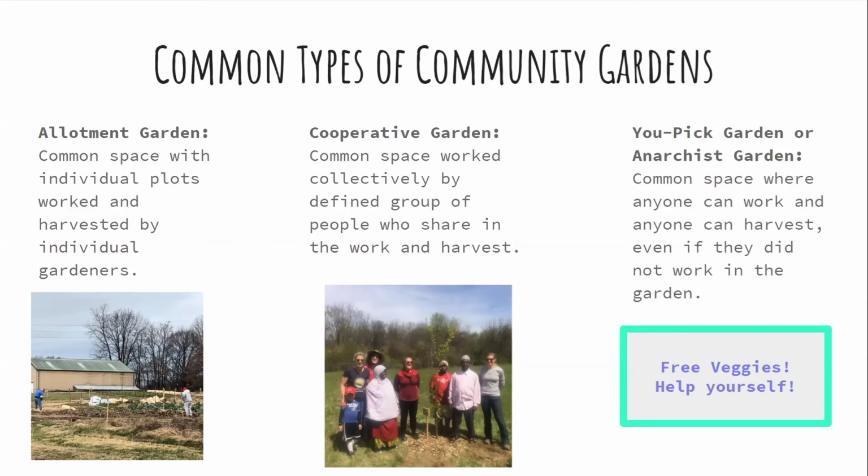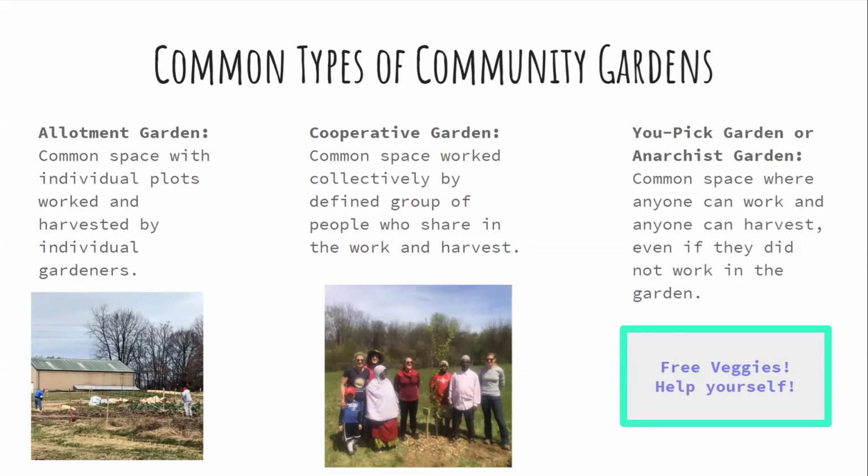That means I have my own garden, Sharon has her own garden, Amy has her own garden, Catherine has her own garden, on and on. I will only work in my garden and only harvest from my garden. Sharon will only work in her garden and only harvest from her garden. That's how an allotment garden works. It's more of the individual homeowner type perspective of a community garden.